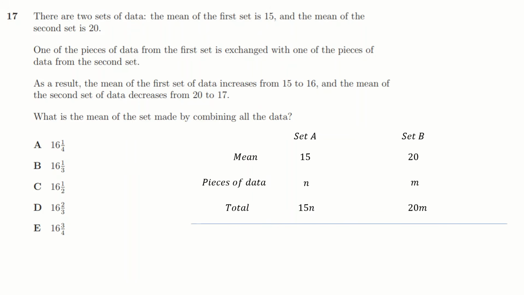Now, something happens here. You exchange one piece of data from the first set with the second set. So you take a piece of data out from here, and you put it in here, and out from here, and put it in here. Now, this changes the mean, apparently, from 15 to 16 and 20 to 17. However, what does it not change? Well, it doesn't change the number of pieces of data in each set, because you've taken one out of here, but you put one in from here, right? So you just did a swap, right? So there's still this number, which means the total I can still describe as 16N and 17M.